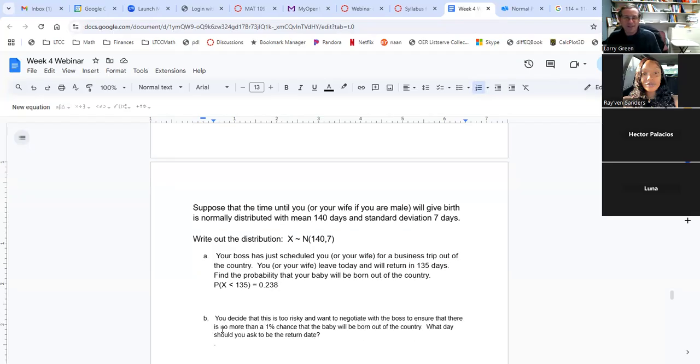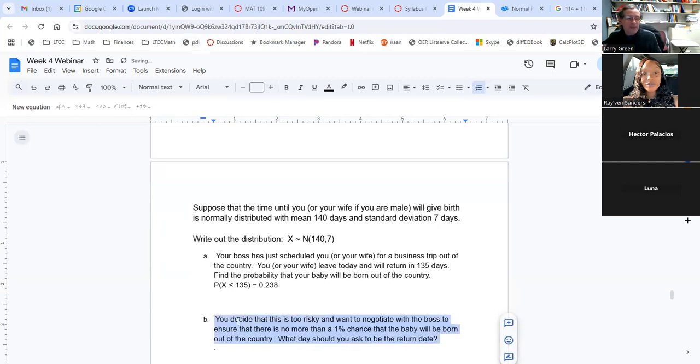So here's the deal. I'll make this a little bigger so you can read it. You decide this is too risky. You want to negotiate with your boss to ensure there's no more than a 1% chance that the baby will be born out of the country. What day should you ask to be the return date? Because you don't want to lose your job, and you can't just say, I'm not going. But maybe you can return early enough that you're pretty confident that the baby will be born in the country. Any questions on the question?